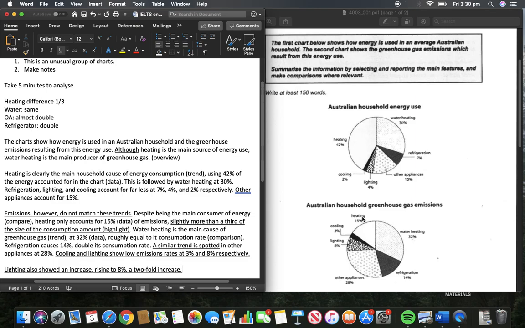Have a look, lots of useful pieces of grammar in here. Lots of little phrases you can use, like roughly equal to. And again, comma, roughly equal to. Comma, double its consumption rate. If you're going to be doing the test, steal some of these phrases, that'll help out the most.